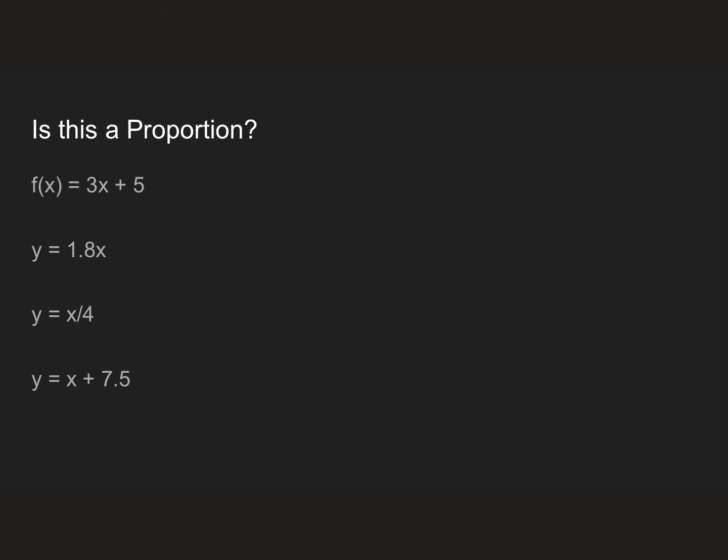So for each of these ones, you're going to write yes or no. I'll put a yes or a no. And if it is, you are going to give the constant of proportionality. So first one I look at, I have plus 5. F of x equals 3x plus 5. Plus 5 tells me it is not proportional. My y-intercept is 5.